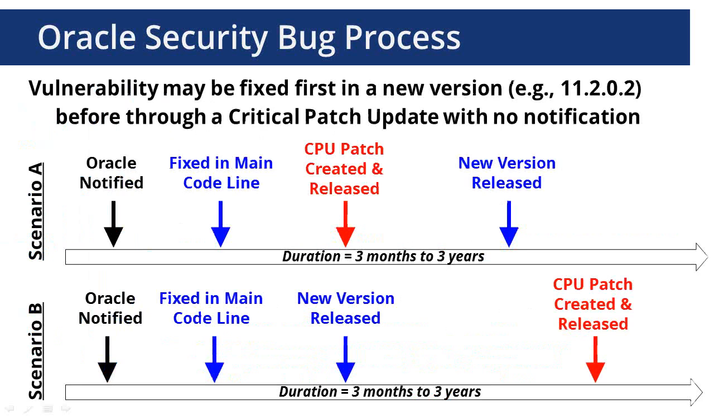So as we look through the security bug process in different ways, if we look at scenario A, this is the way most people think it works as well. Oracle gets notified, they fix it in the main code line, they release the CPU patches, and then maybe a new version is released in the future. Scenario B is much more likely because some of these bugs take years to fix. So what happens is Oracle's notified, they fix it in the main code line, now a new version's released, and there are no notifications in that new version. So nothing in the release notes or anything else would tell you that there are any actual security fixes.